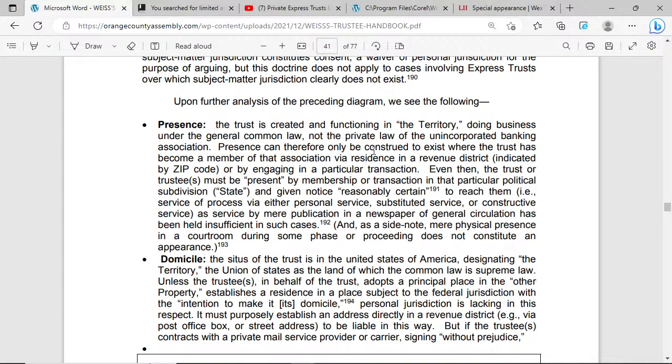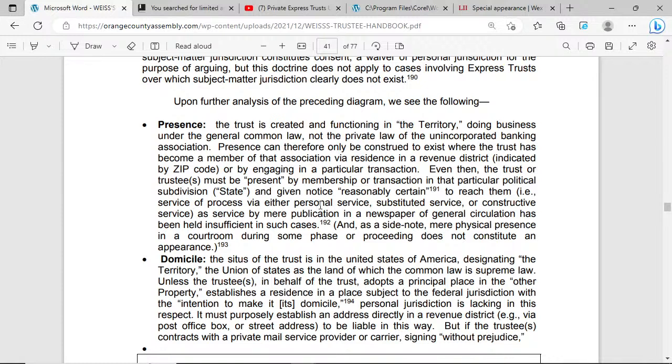Until you actually go and get a bank account, that's different then. Presence can therefore only be construed to exist where the trust has become a member of that association via residence in a revenue district, indicated by zip code, or by engaging in a particular transaction. Even then, the trust or trustees must be present by membership or transaction in that particular political subdivision, state, capital S State, and given notice reasonably certain to reach them.